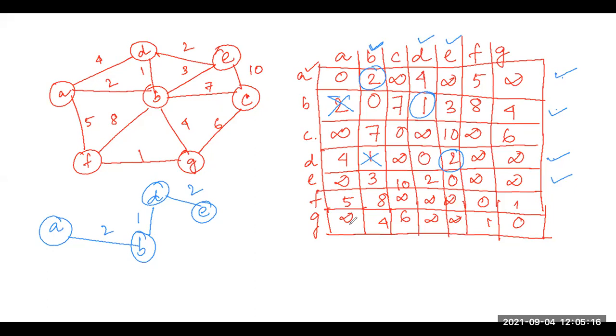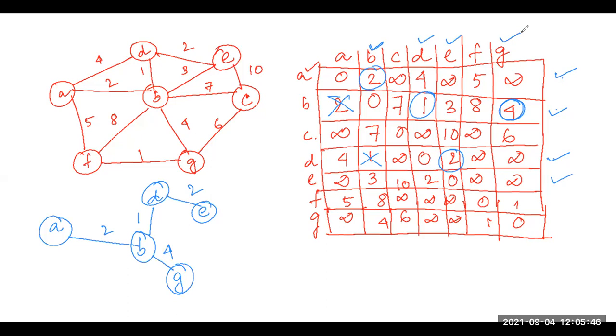Ma'am, B to C. B to C is 7. Can't you see B to G, this one? 4. 4 is the minimum value. Yes, ma'am. So I will include this B to G.